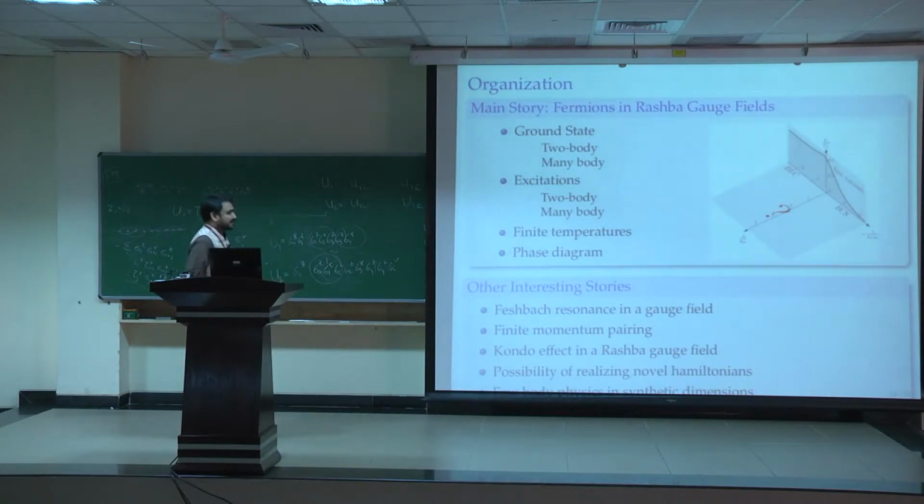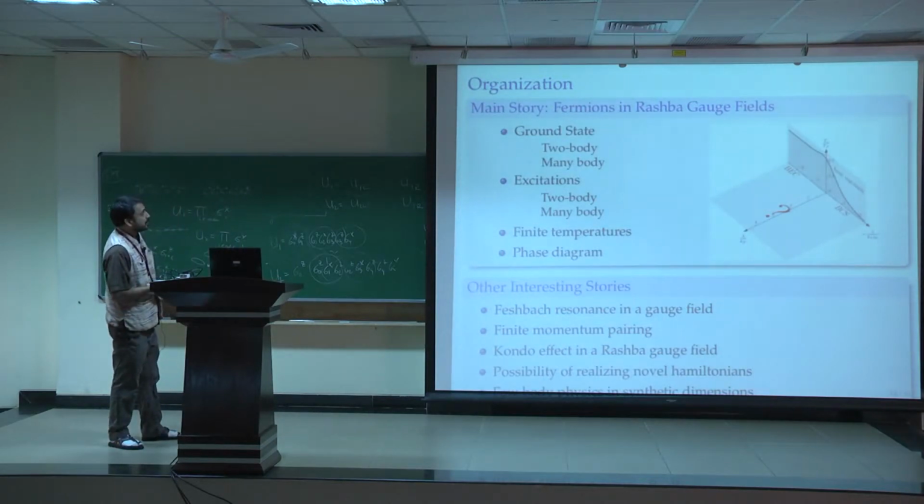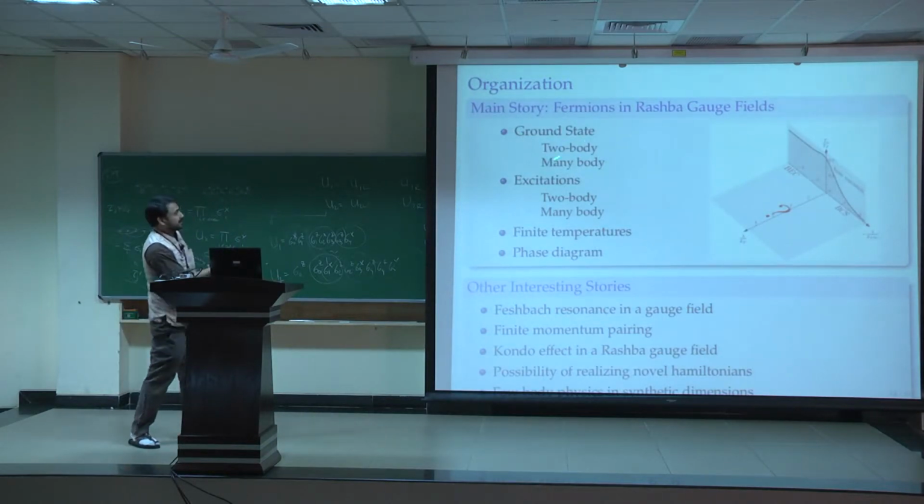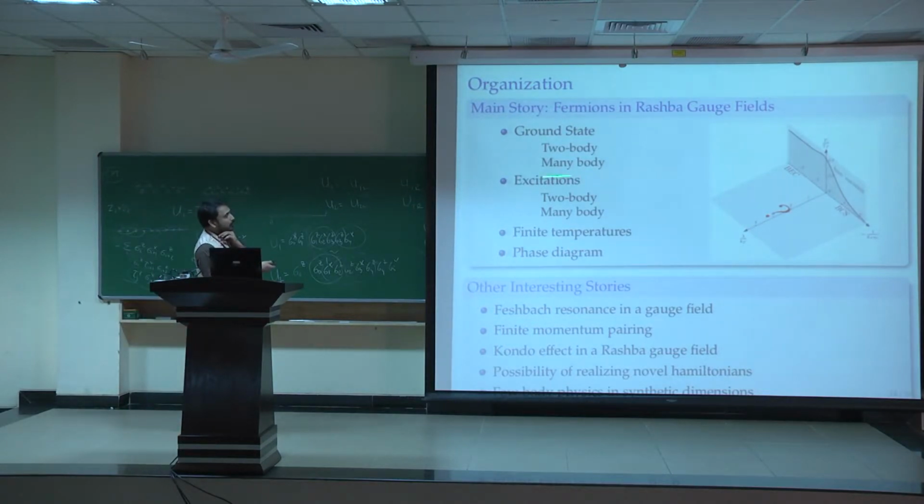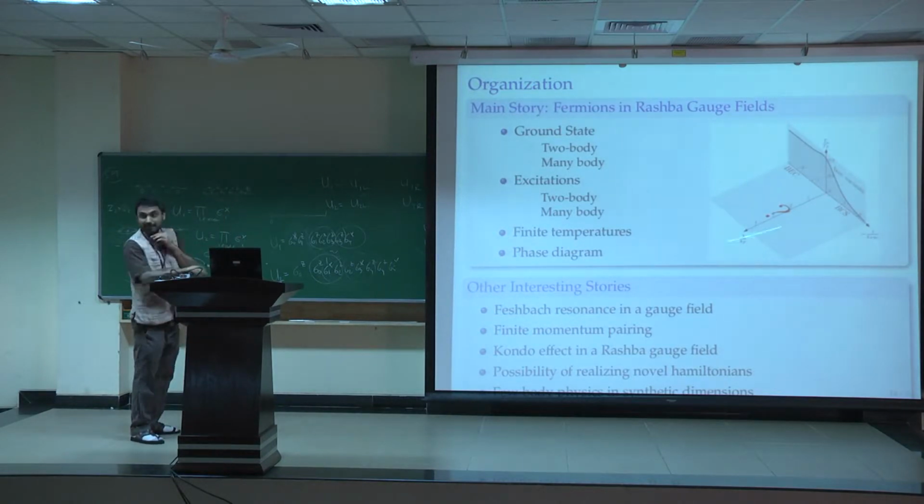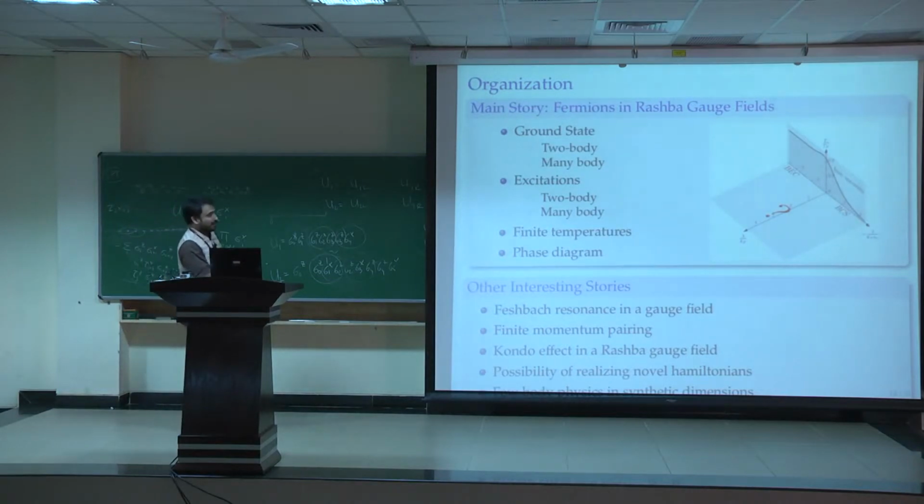Okay, so here's how I'm going to organize the talk. So I will first discuss the ground state of the system. I will look at the two-particle physics, because these are dilute systems. Much of the physics can be understood by looking at few particles. Then I will look at the many-body ground state. Then I look at excitations, and then from there we will construct the overall phase diagram of this. Okay, hopefully I will have time to get into the other interesting stories.